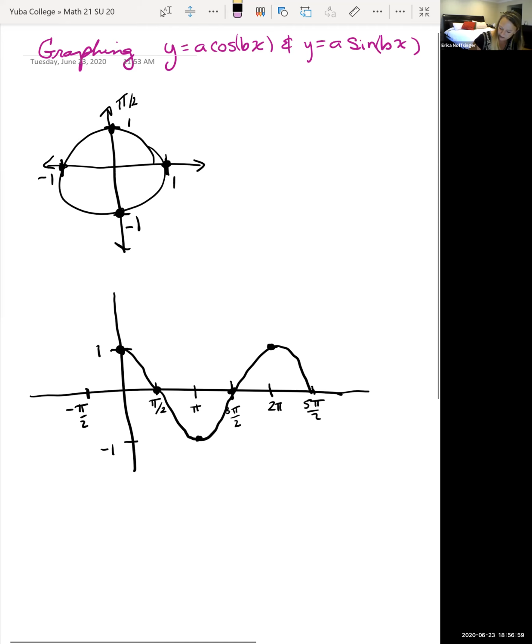Think about it on the other side. If I went negative pi halves, so that was the clockwise direction, cosine of negative pi halves is 0. Negative pi, I keep dropping.